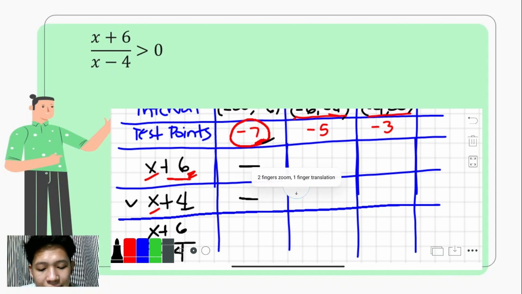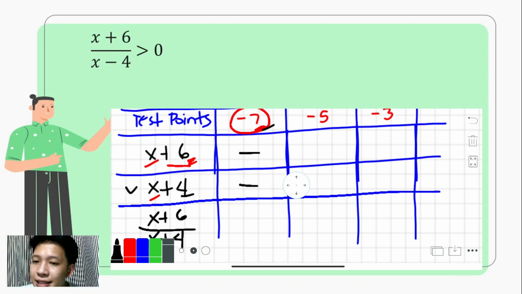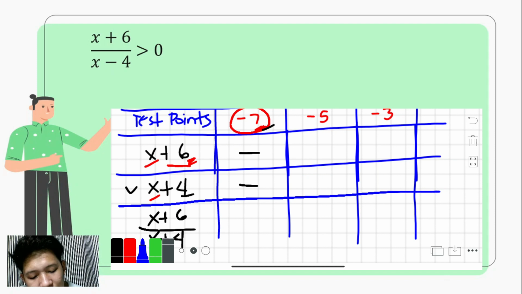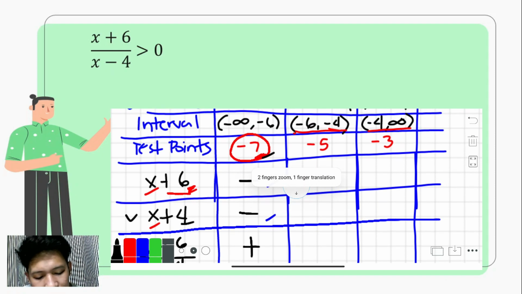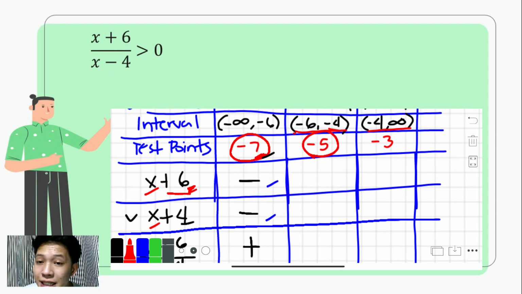Okay po? And then, the last row would be obtained by multiplying the signs ng mga nasa taas. So, ito po yon, negative times negative. What is negative times negative? That would be positive. Okay po? Next, let's proceed with the next column. So, we have down here, negative 5. So, yun po yung isa-substitute natin sa ating mga values dito.